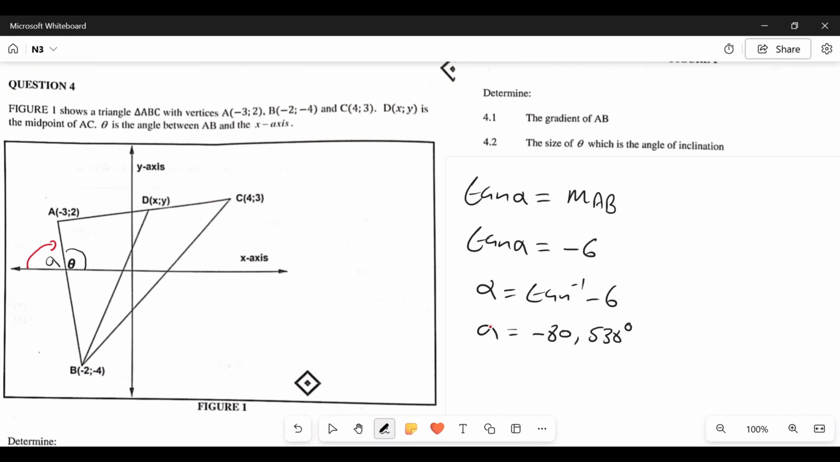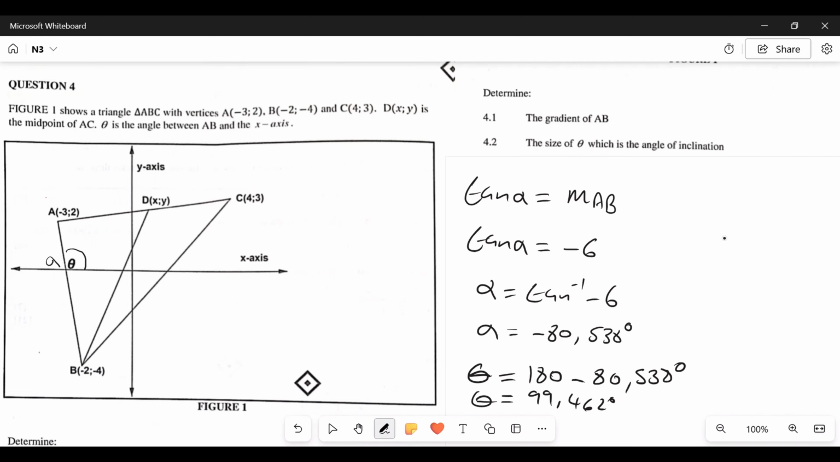So that negative means that, as you can see there, but we are not looking for alpha. Like I said, we are looking for theta. So in order for us to find theta, we need to do the following. We know that theta is going to be equal to 180 minus 80.538 degrees. And this gives us 99.462 degrees. So here it's our angle of inclination.